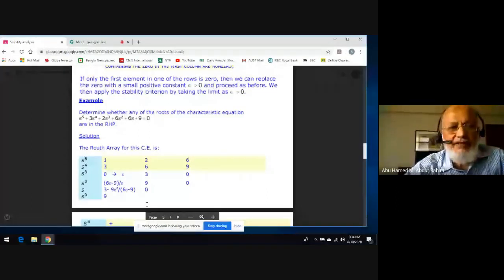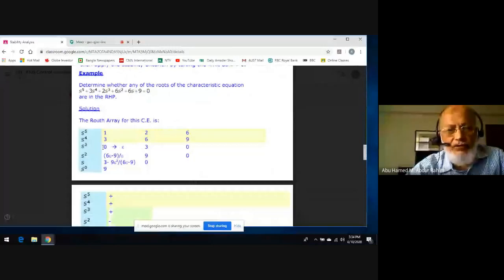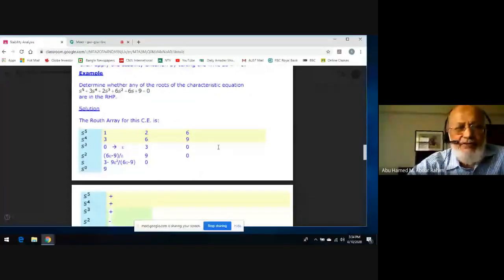And now we'll start making the third row. Look at the first element, what it comes to. 3 times 2, 6, minus 1 times 6 is 6, 6 minus 6 is 0, divided by 3 is 0. Okay, if it is 0, we'll see. Right now we have no problem at this point. We'll see this 0 is going to give us some trouble.